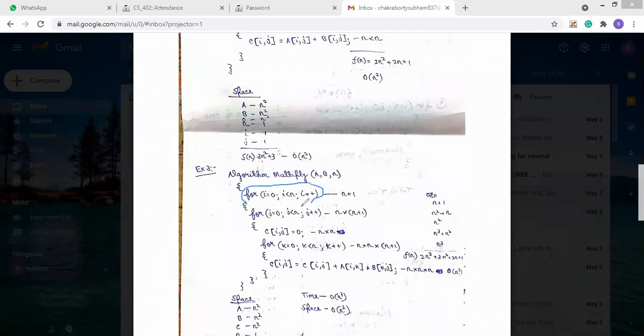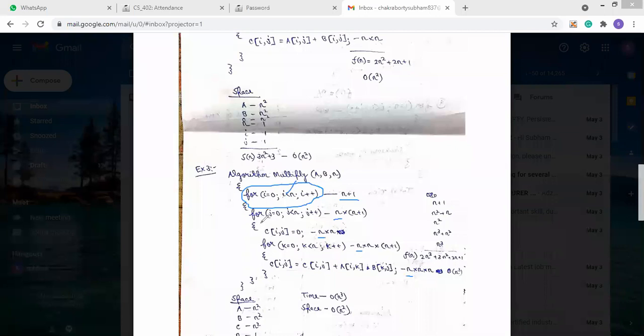So first we are considering this loop. It will be executed n plus 1 times because, as I have discussed, if the condition is I less than n, then the loop will be executed n plus 1 times. Now the number of statements present inside a loop will be executed n number of times. So this is a statement inside this loop, so it is executed n times. This statement will also be executed n times, and this statement will also be executed n times.